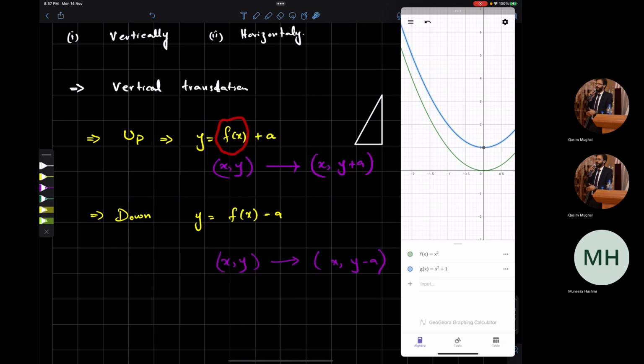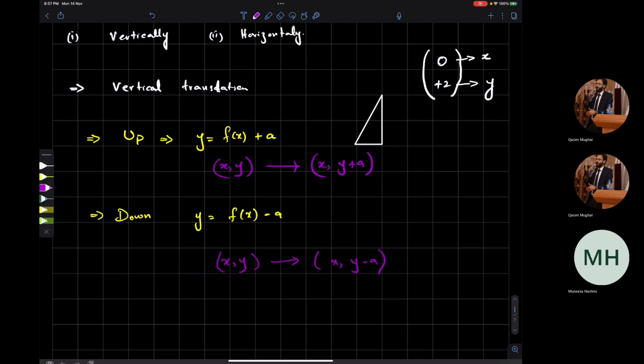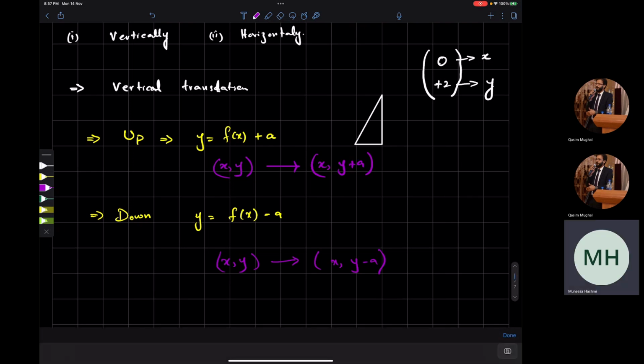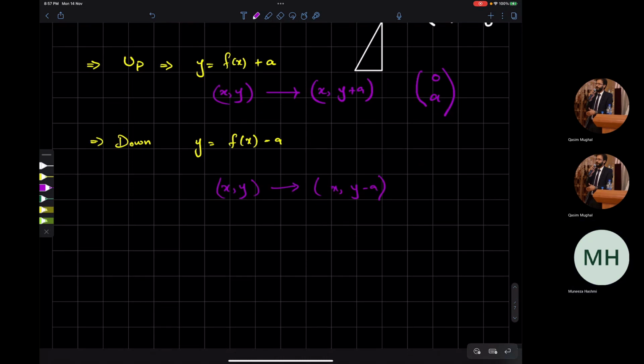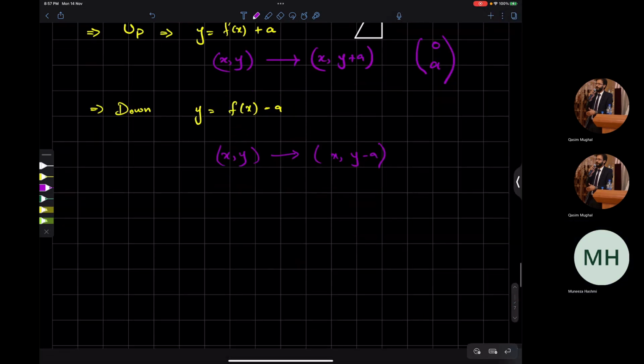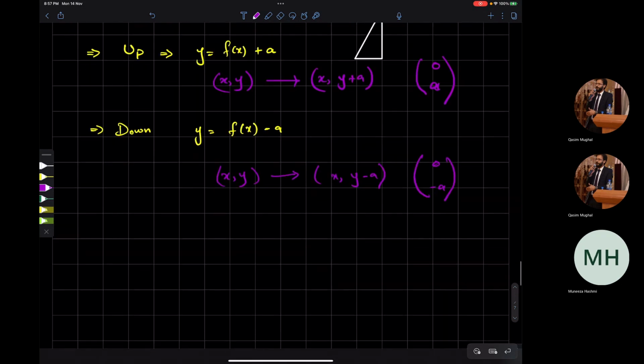So that is why I'm going to write it down: the entire function plus a. Basically, I'm adding into its y. Okay? Yes. And if you want to do it in the form of a vector, then this is 0 and then a for the y movement, and 0 and then minus a for the y movement. Got it? Yes. Okay, so that is your vertical translation.